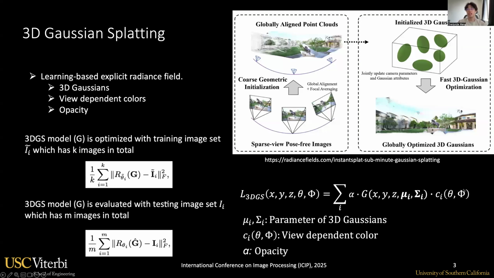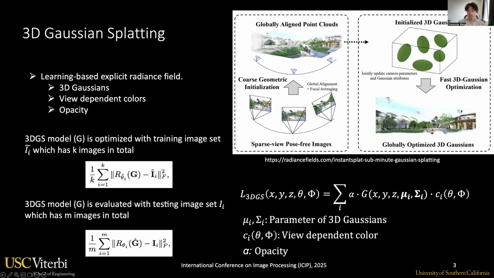3D Gaussian Splatting is a learning-based explicit radiance field that offers faster training and rendering speed than neural-based approaches. Instead of representing the scene as a continuous function requiring a neural network, 3DGS explicitly models 3D points as Gaussian ellipsoids, with properties such as view-dependent color and opacity.